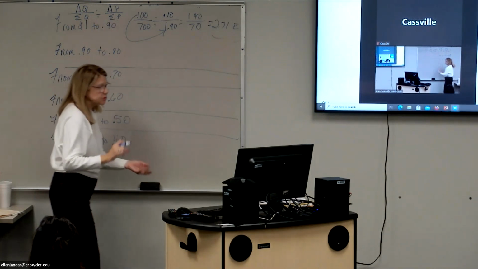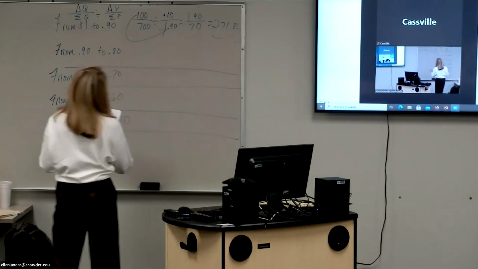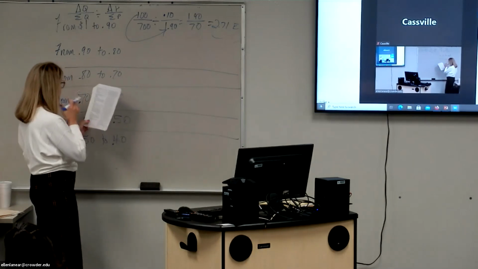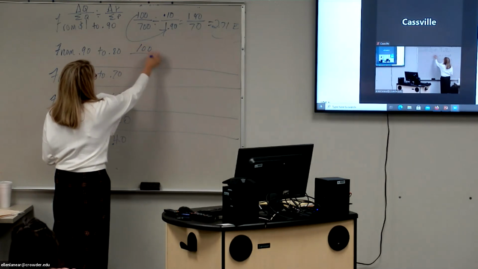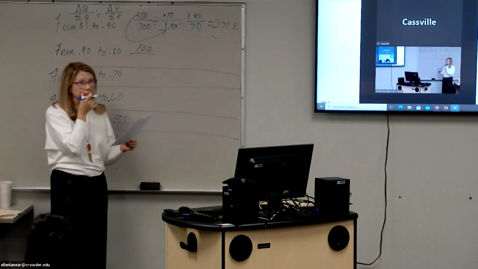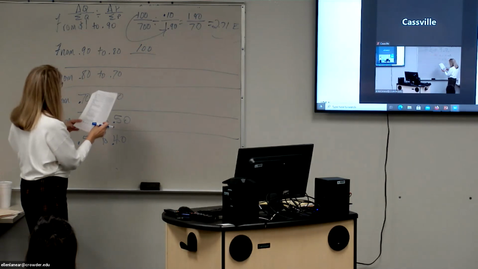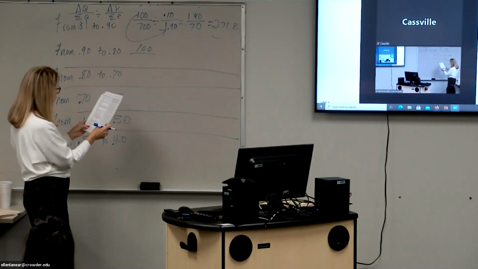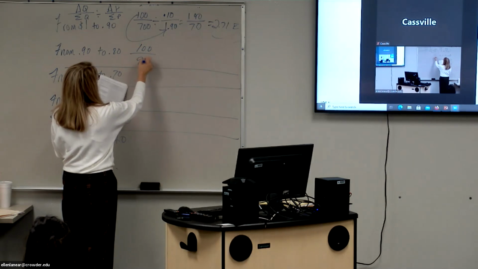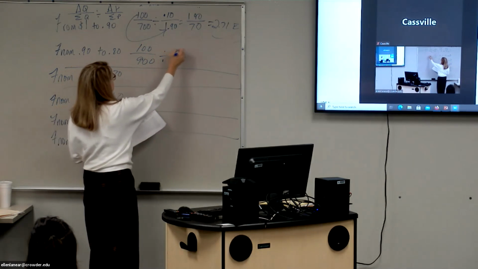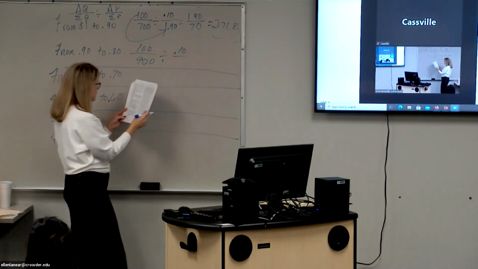So let's look at each one of these. From 90 cents down to 80 cents, look at the change in quantity, which is 100. It's going to be 100 for each one of these because it's going up by 100 every time. So 100 divided by the quantities added together, 400 plus 500, that gives us 900. Divided by 10 cents, the change in price. Add the prices together, 90 cents plus 80 cents is 170.